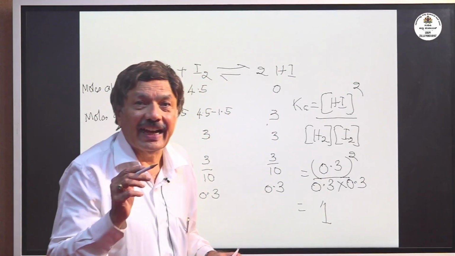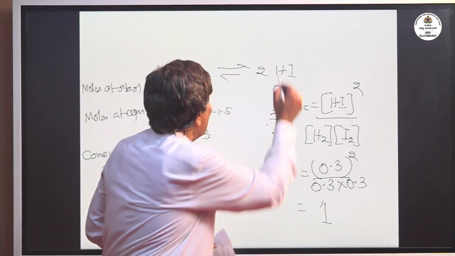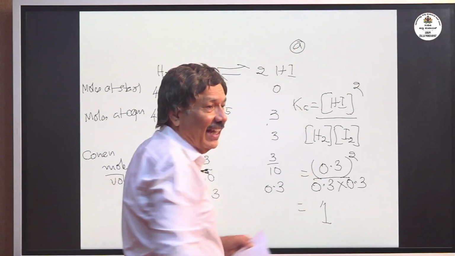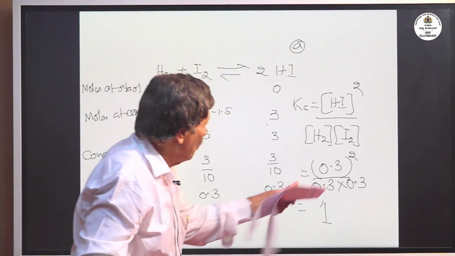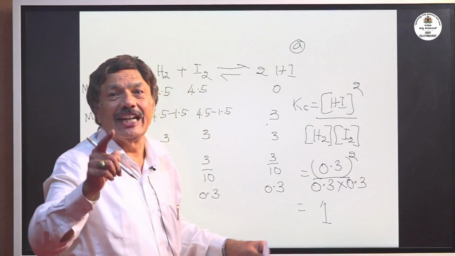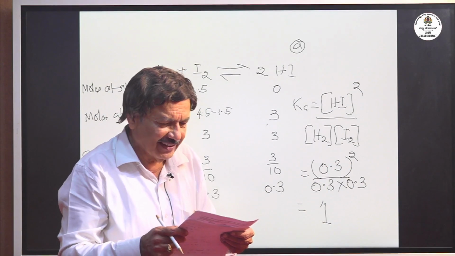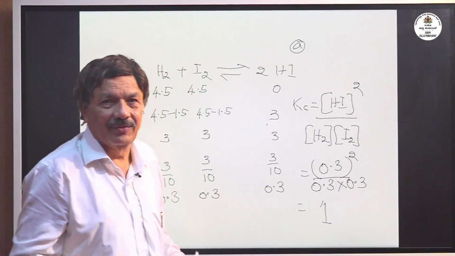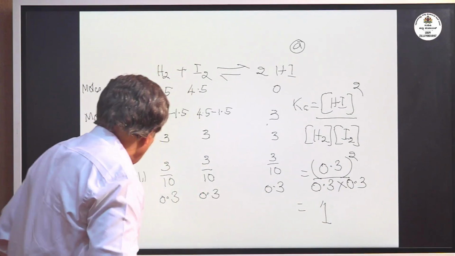So the correct answer is option A. Equilibrium constant 1. 0.3 squared divided by 0.3 into 0.3, so ultimately it will be 1. So option A is the right answer. Hope that it is clear. Now we will move on to the second question.